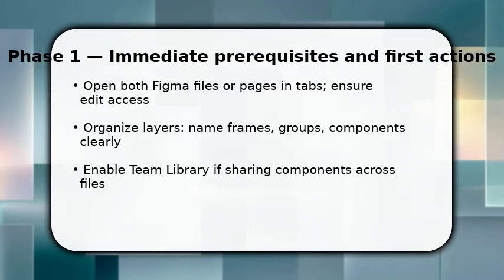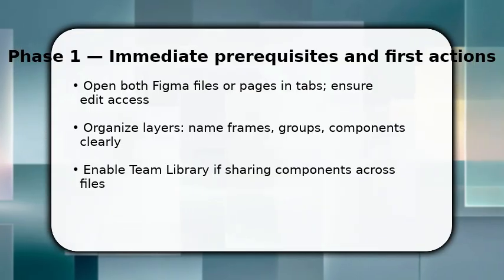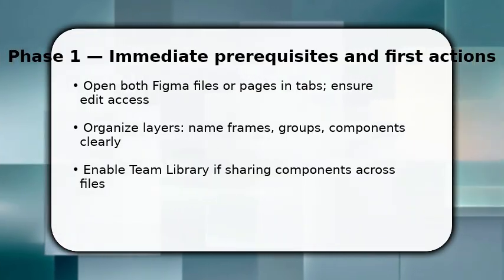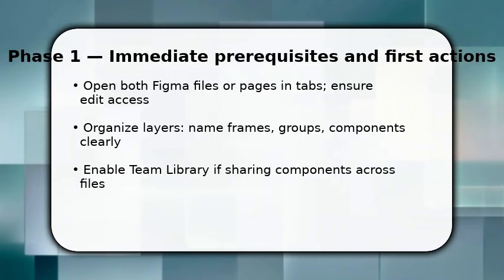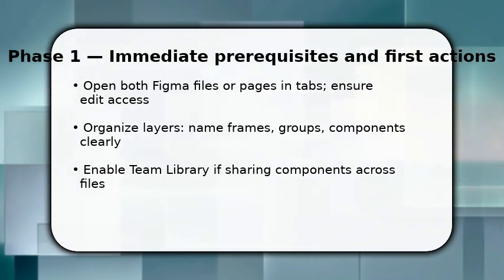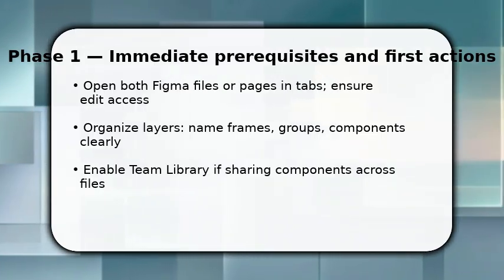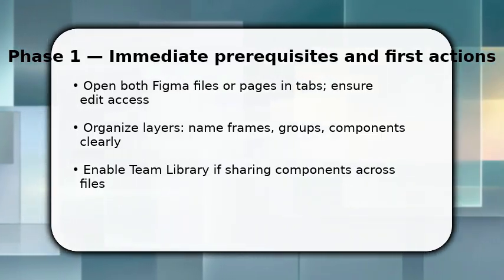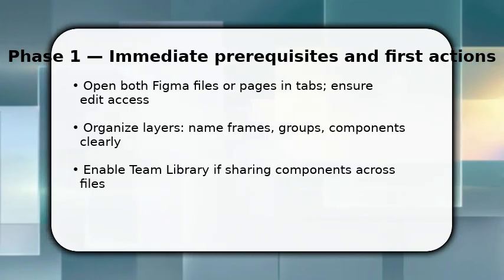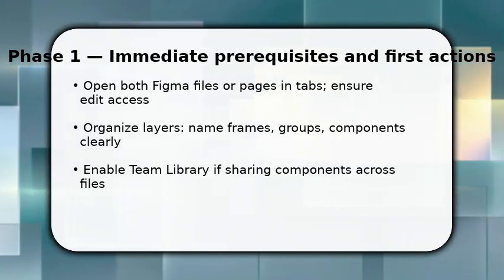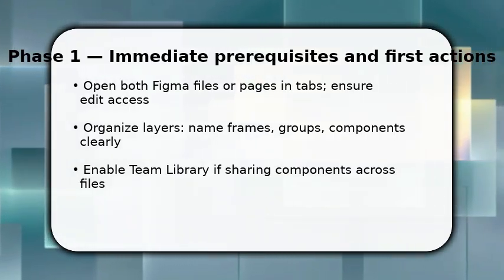You start by opening the source page and the destination page in Figma, side by side. You should verify you have edit permissions and enable the team library when components need to be shared. Once done, tidy layers, name frames and groups so you can find targets quickly. Make sure components are detached only when necessary, because keeping component links preserves updates.